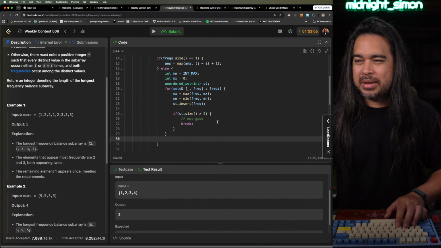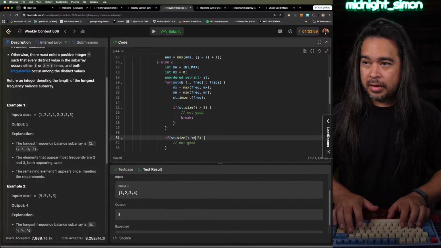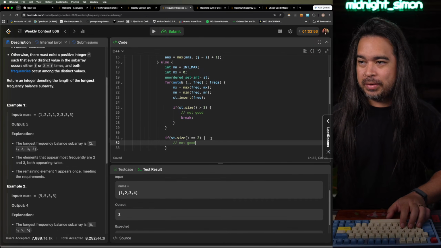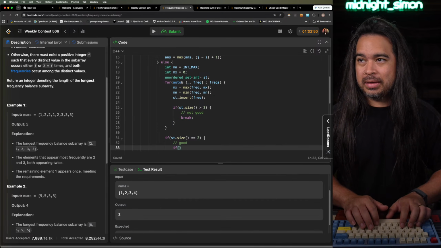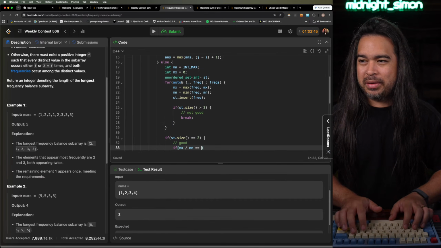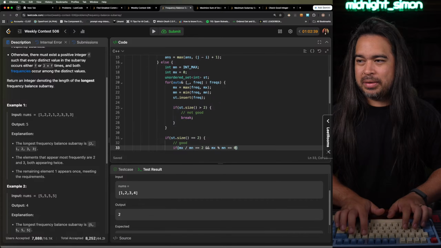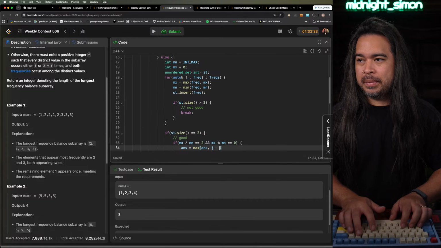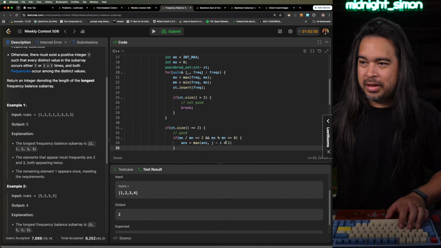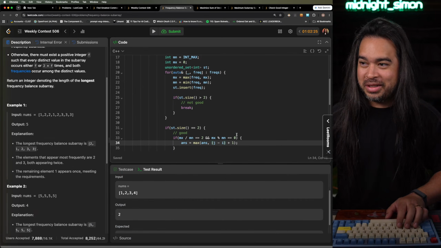So what am I trying to say again? If this is equal to 2, then it's good. And we want to say max divided by min equal 2 and max mod min equals 0. And again, I don't know if I actually need these parentheses like this, but I'm gonna put them in there anyways.